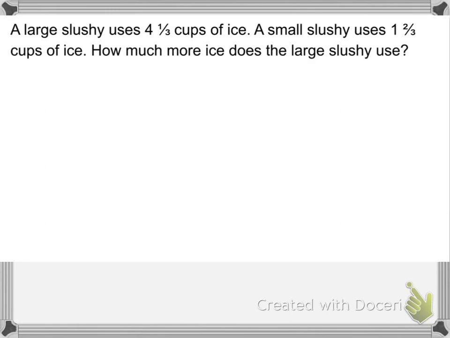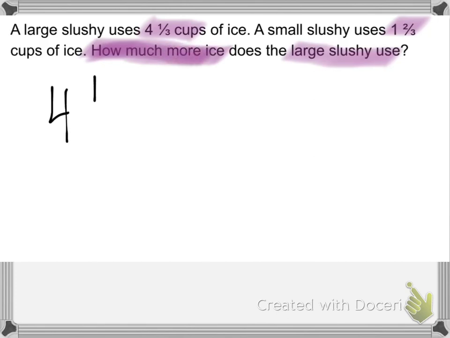I have a next one. It says a large slushy uses 4 1/3 cups of ice. A small slushy uses 1 2/3 cups of ice. So how much more ice does the large slushy use? Okay, so since it's asking me how much more ice it uses, I'm going to subtract the large slushy. So 4 1/3 minus the small slushy, 1 2/3.